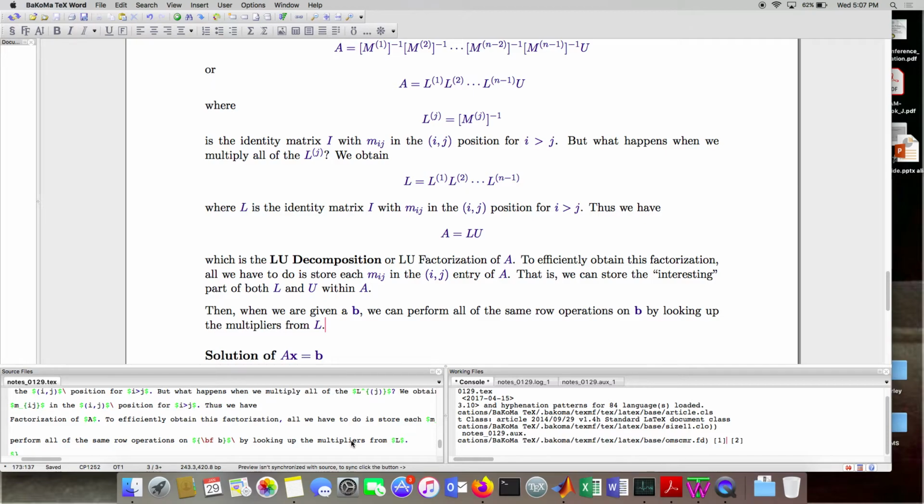So there's no need to perform this elimination on both A and B, the two pieces of the augmented matrix, contemporaneously. We can just do it on A, store the information in a nice, efficient way, and then have it later when we do have a B.